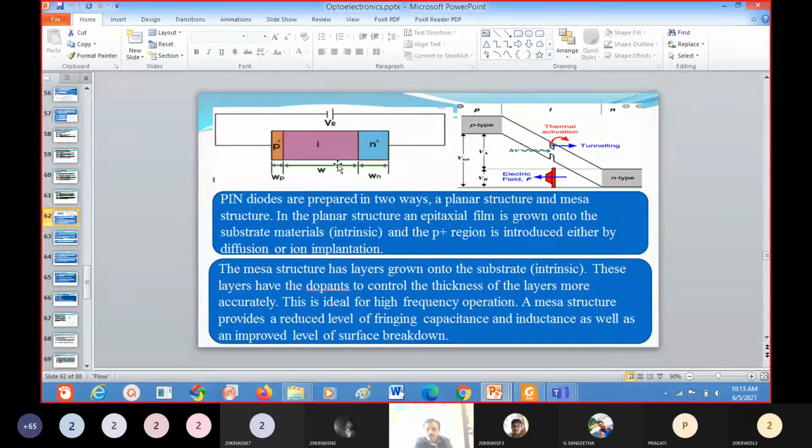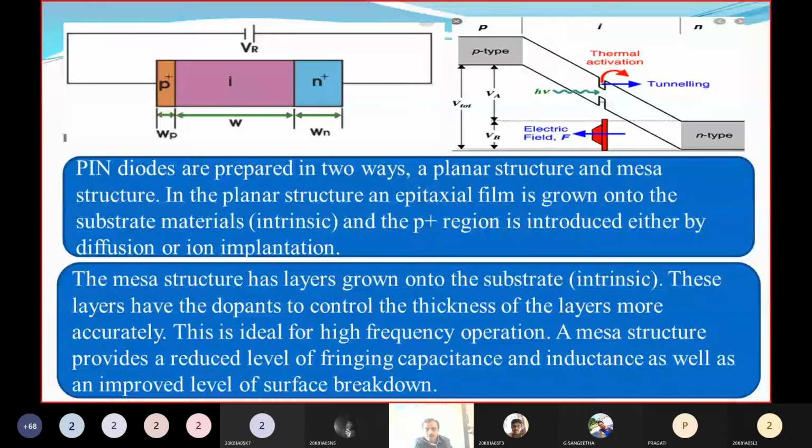One more important thing is the dark current. Compared to the PN photodiode, the dark current will be very small. Now I will ask you one question. Why do we use the photodiode in reverse bias? Can anyone tell?